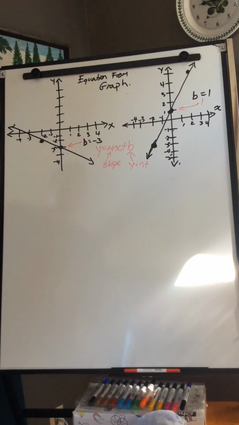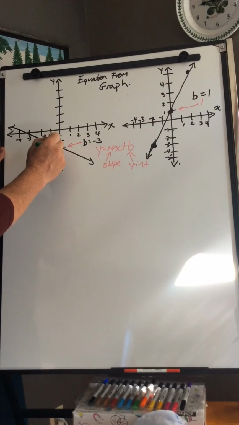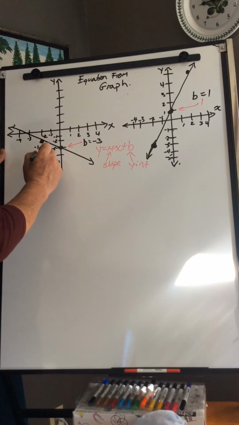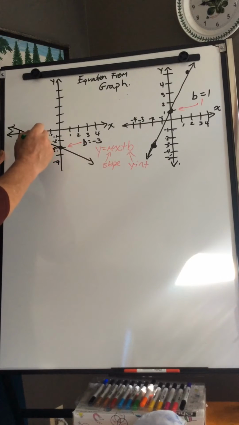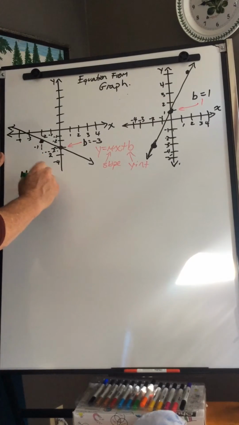So now I get to figure out my slope. So I start at a point, and I'm going to go down 1, going from -2 to -3. -1 over 2, -2 to 0. So my slope is -1 over 2.